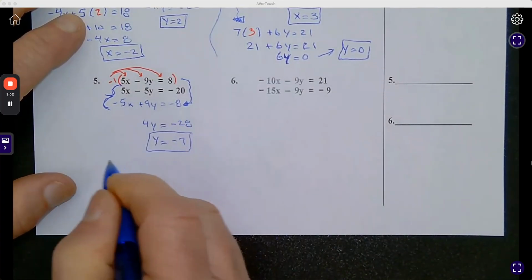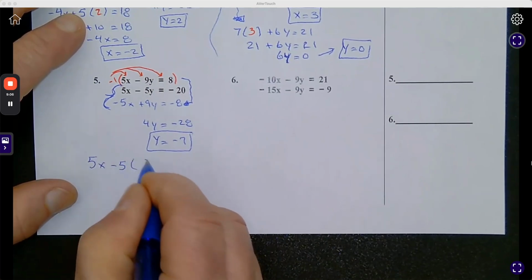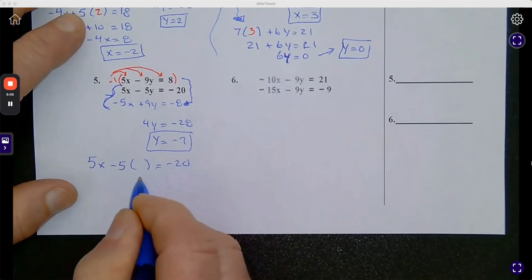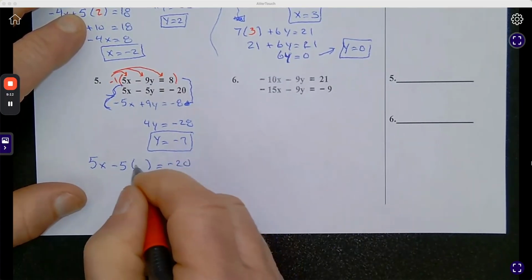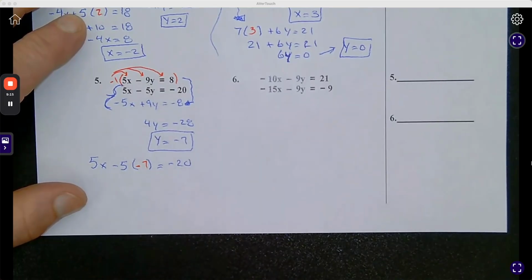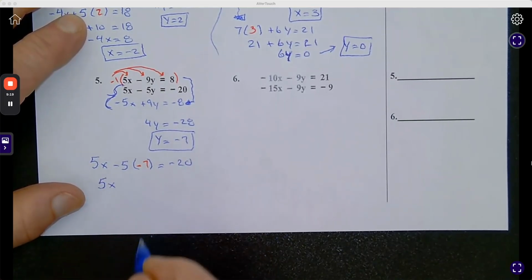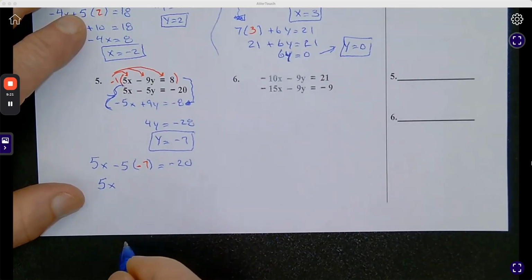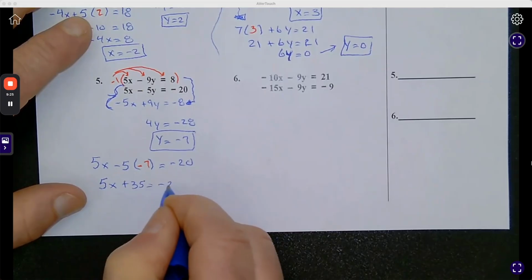I'm going to go to the bottom equation. 5x minus 5 times, bada bing. What am I going to put there, kiddos? What am I going to put there? That's right, the y value. Good job. Okay, now I'm going to multiply those together. Does anyone know what -5 times -7 is? 35, I heard it. 35.